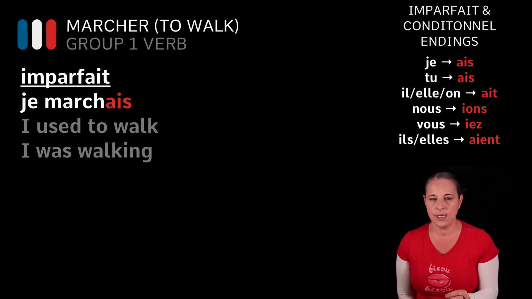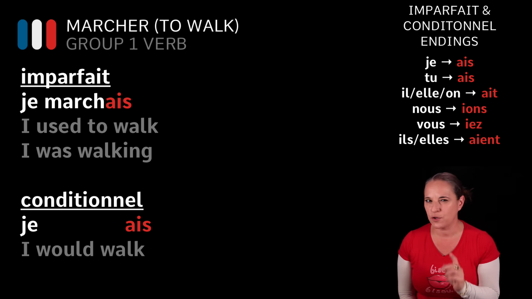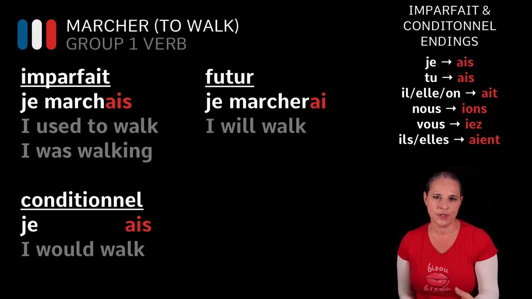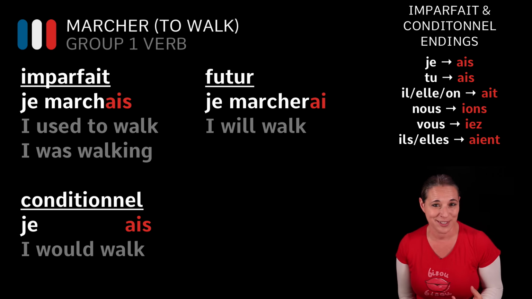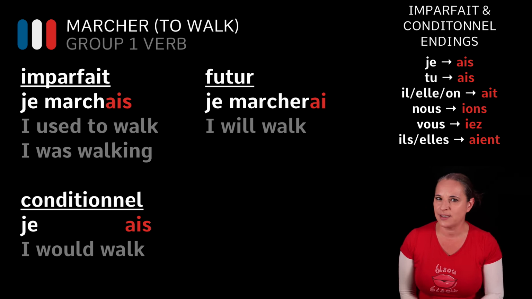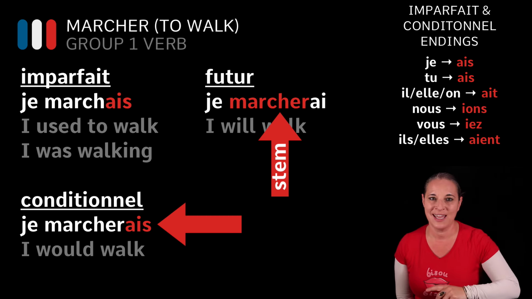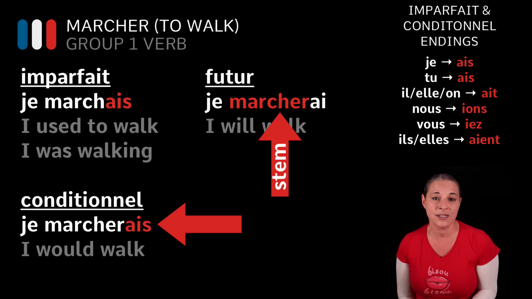Now, what I've said to you is that for the conditional, we use the stem of the future tense. In order to be able to do that for marcher, have a look at the future tense first. Je marcherai. And that's a future tense, which means I will walk. Yet, it is not the conditional tense. In order to do that, you take the stem of the future tense, marcher with a re, and you add the imperfect ending, ais. Have a look at that. Je marcherais. And suddenly we have I would walk.